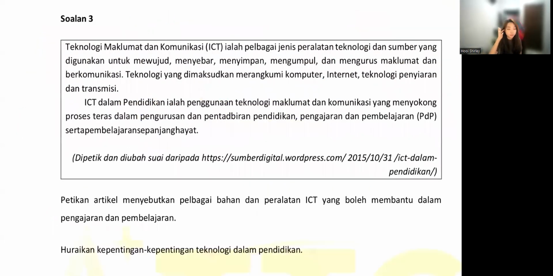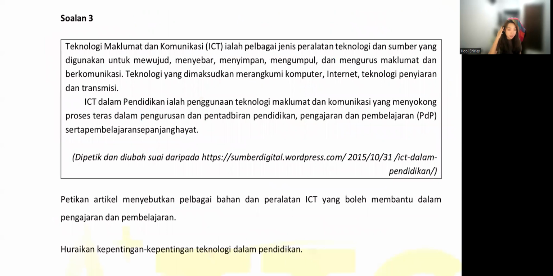Okay, question number 3. Petikan artikel menyebutkan pelbagai bahan dan peralatan ICT. When you see ICT, then you know it's about technology. Bantu dalam proses pengajaran dan pembelajaran. Kepentingan-kepentingan teknologi dalam pendidikan. So you see, when it comes to the SPM levels, which is the Form 4 and Form 5 up, we will never suggest students to do the model paper, to do the questions based on the tema.